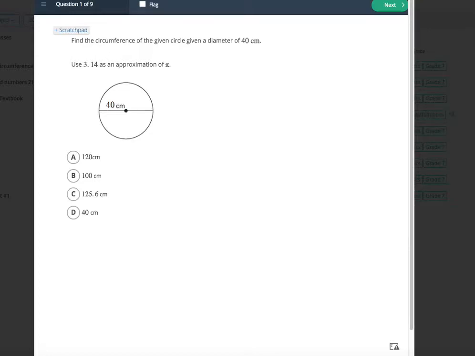Monday, the work from Monday. Sorry. Here we go. So the first one, find the circumference of the circle given that the diameter is 40 centimeters.